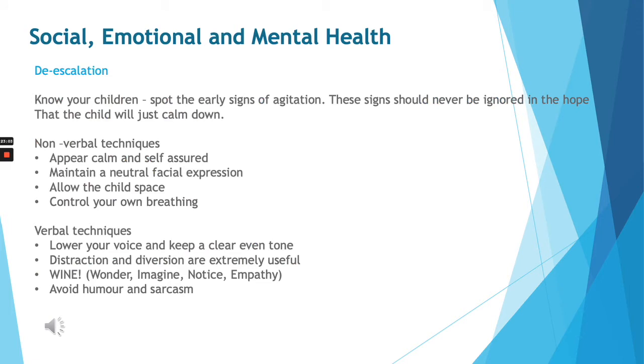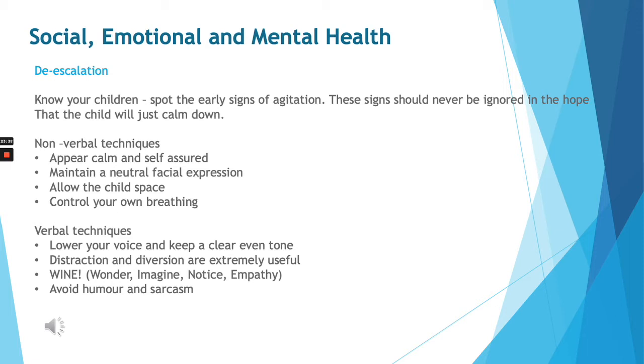Ultimately, we want to avoid situations of crisis for the children, so it's really important that you get to know your children really well so that you can spot any early signs of agitation, and don't ignore these thinking that the child might just calm down. So it might be something like clenched fists, fidgeting, shaking, swinging on their chair, perhaps they're eyeballing another child, clenching their jaw tightly, or maybe their speech changes and the pitch might become more rapid or high. So just take notice of those subtle changes.